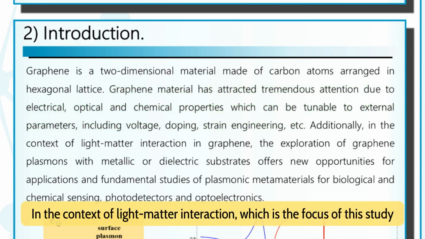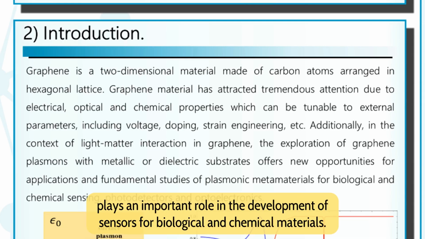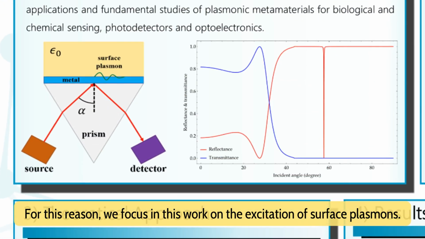In the context of light-matter interaction, which is the focus of this study, the excitation of surface plasmons in graphene plays an important role in the development of sensors for biological and chemical materials. For this reason, we focus in this work on the excitation of surface plasmons.